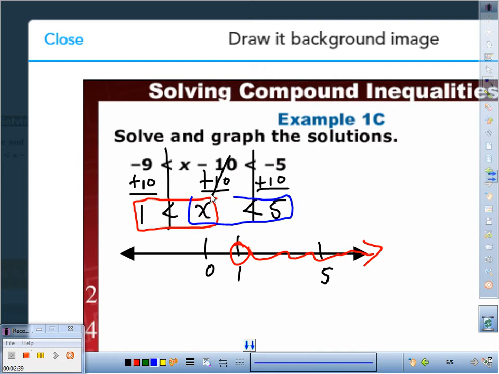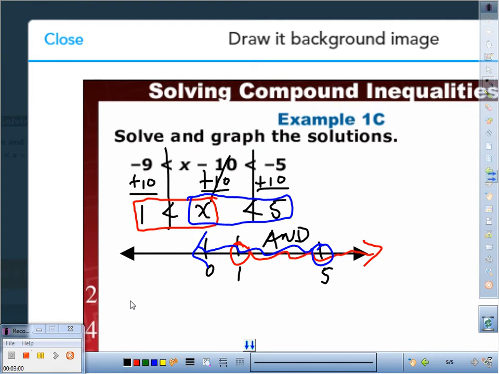Then I'm going to do the second part in blue. The dividing point is 5. It does not include the point. There it is. X is less than what? I'm sorry, what numbers are less than 5? Everything to the left. And if we can see, this is an and inequality, because the solution is this and that.